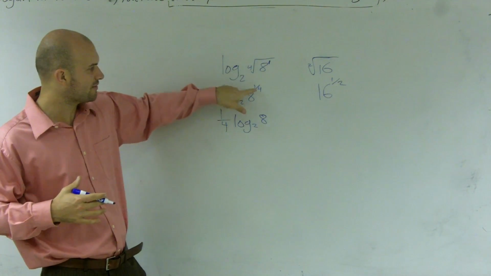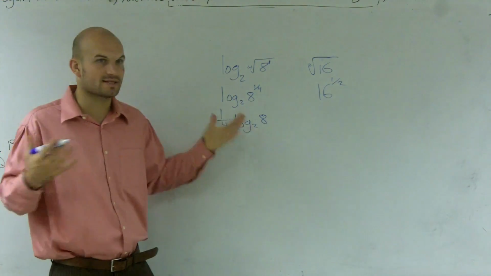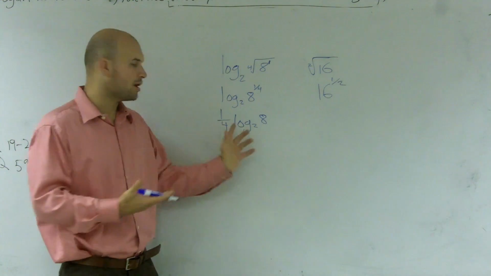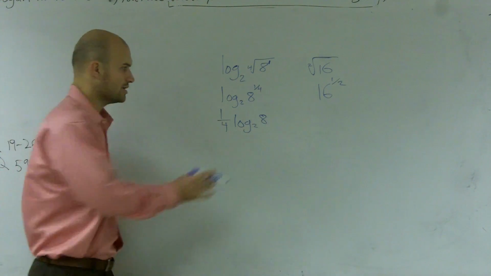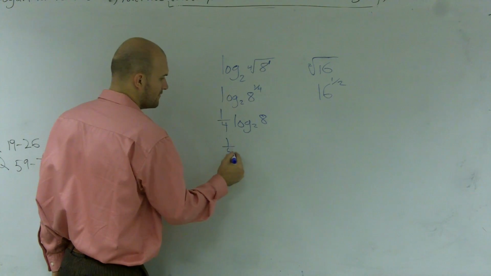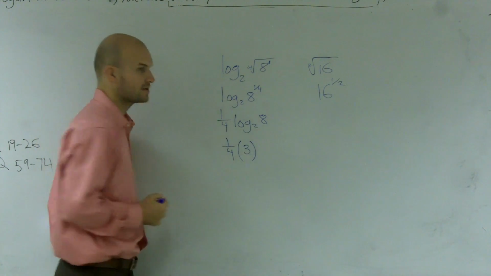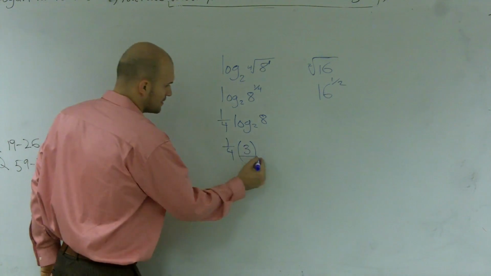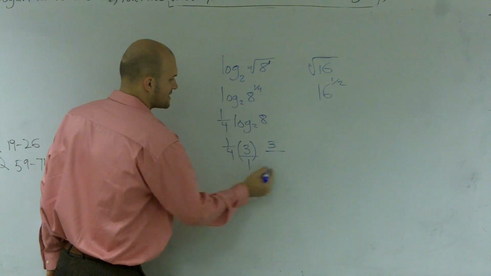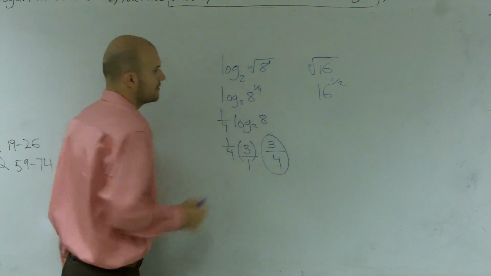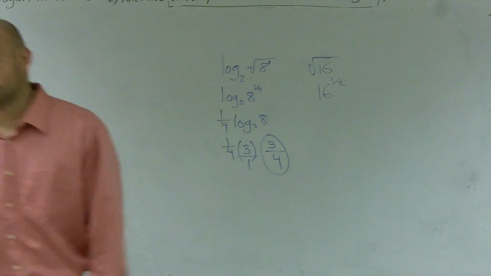So I rewrote this as 1/4. I bring it to the front. Now we just have to know what logarithms are. Remember, all a logarithm states is 2 raised to what number gives me 8. And we know we can evaluate this as 3. So 1/4 times 3, change that to a numerator, multiply across. 1 times 3 is 3. 4 times 1 is 4. And that's my answer, 3/4.